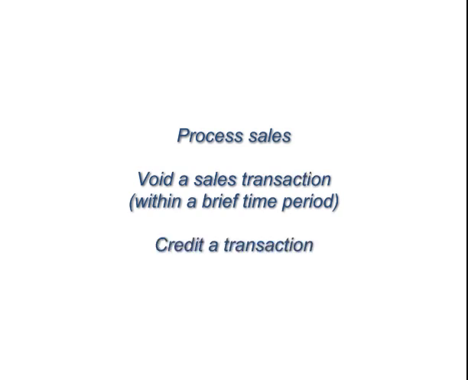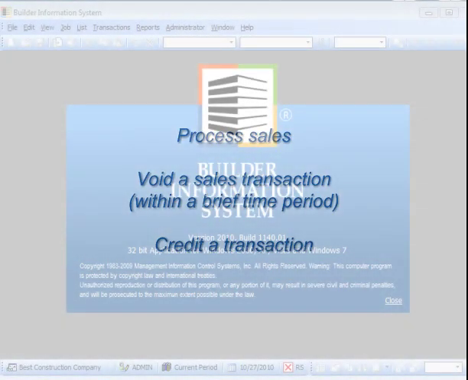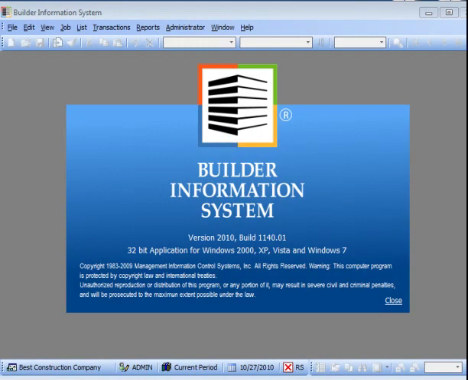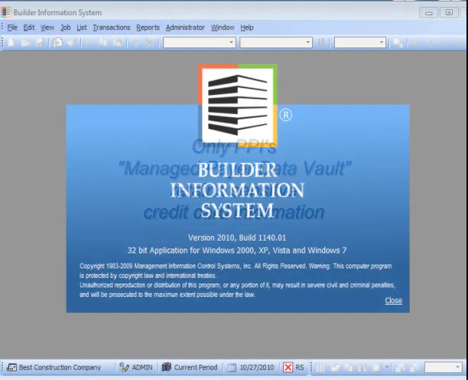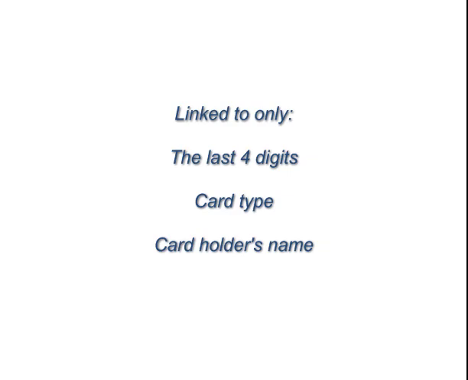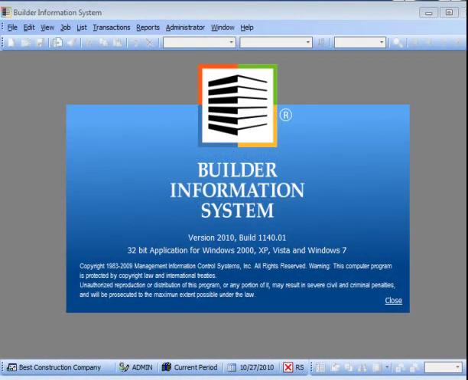The new Accounts Receivable Credit Card Payment Process module provides ease and flexibility to save you time and money with unprecedented security. To assure the utmost in safeguarding sensitive information, only PPI's Managed Payer Data Vault security system retains vital credit card information and in turn provides Builder Information System with a payer identifier number which links to only the last 4 digits of the credit card number, the card type, and the cardholder's name within Builder Information System's database. No security compromise can occur with your credit card information within Builder Information System, ever.